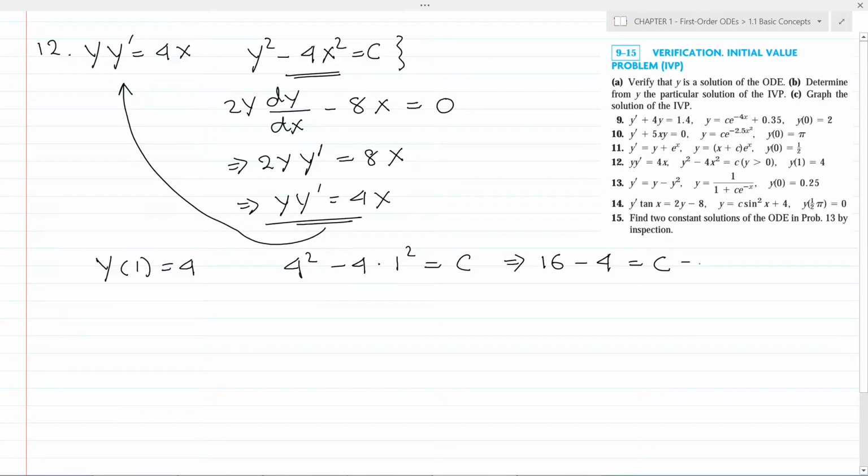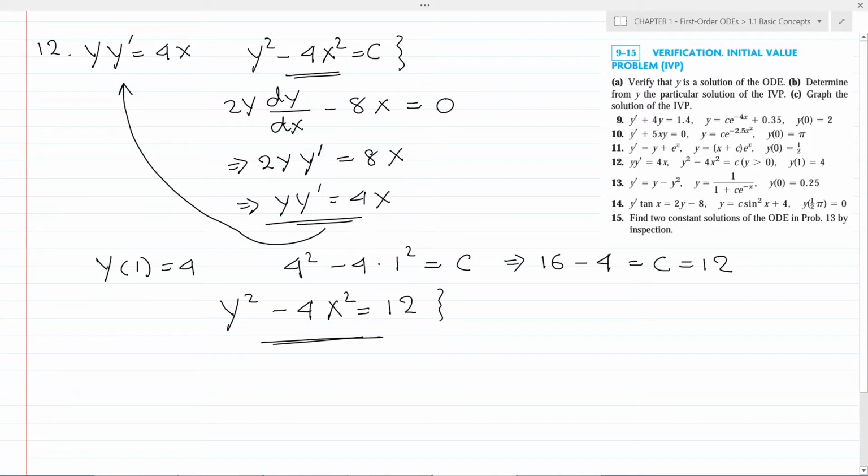We put the value of c in the general solution to get the particular solution of the differential equation, that is y square minus 4x square equal to 12. This is the particular solution of the differential equation. Now we are going to plot the graph of this particular solution.